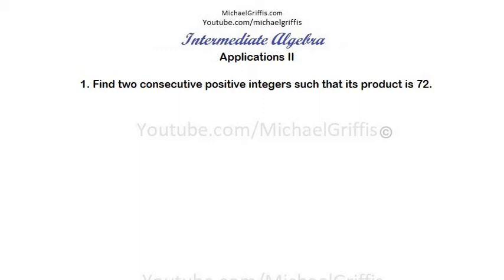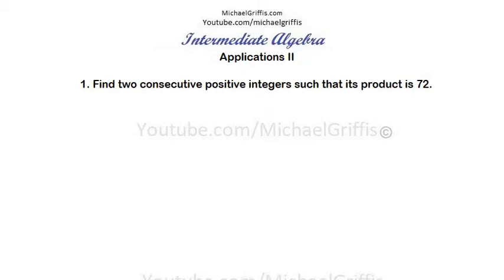Alright, in this section here we're going to be applying some of the stuff that we learned earlier. So let's take a look at this application problem. Find two consecutive positive integers such that its product is 72. Two consecutive integers such that its product is 72.